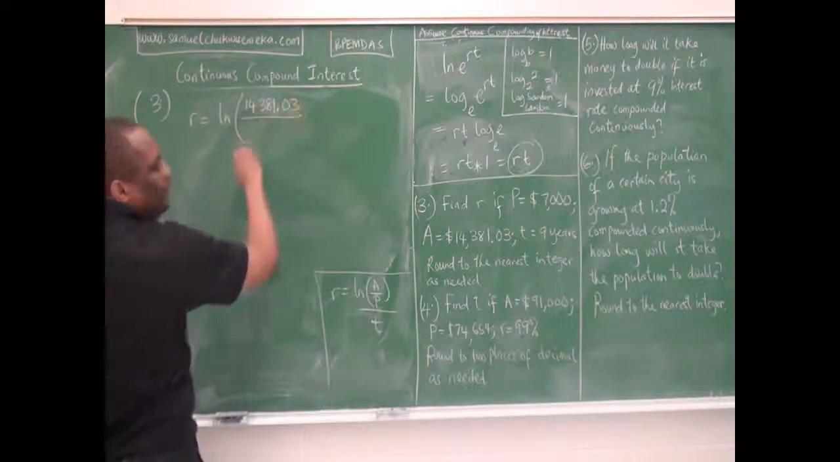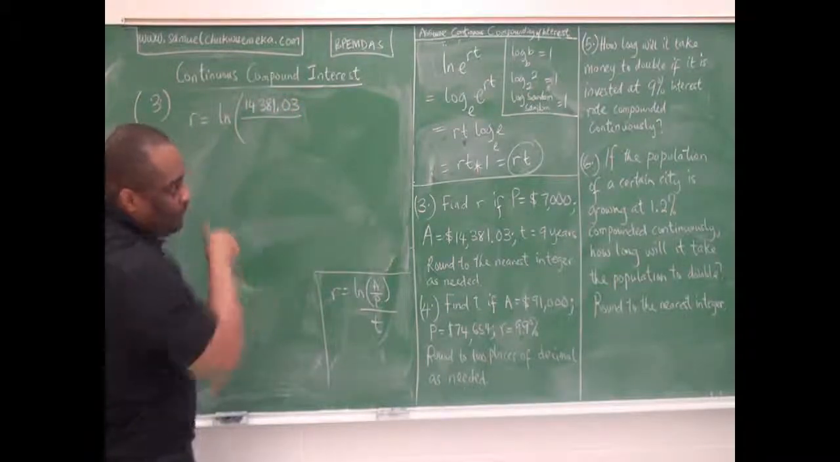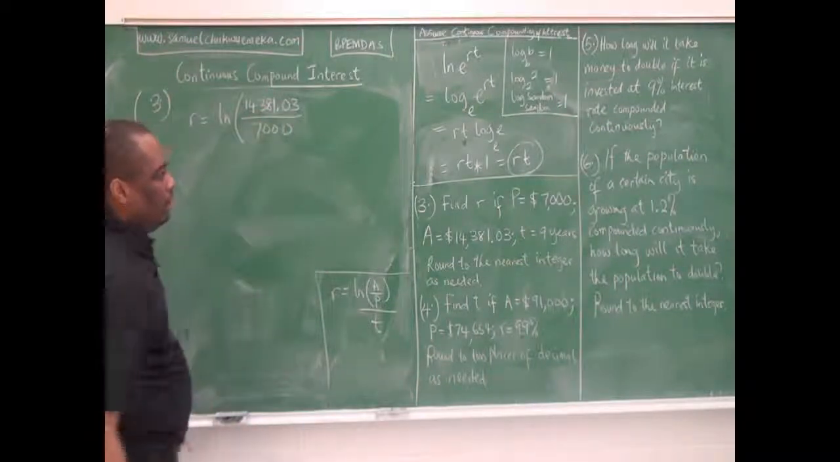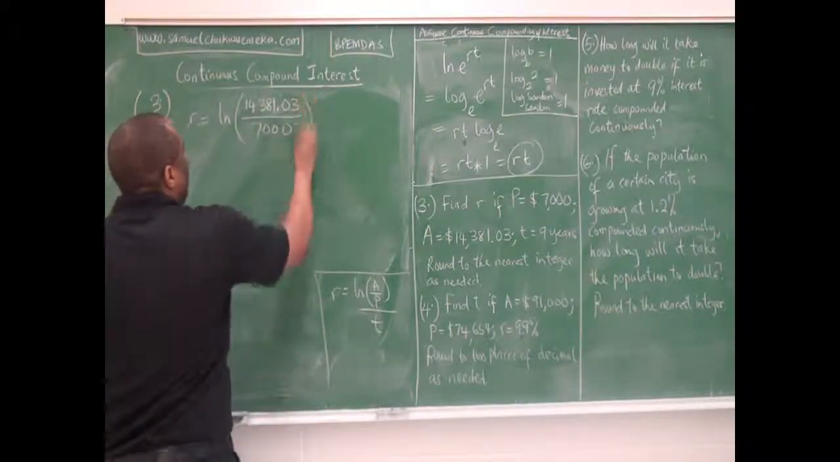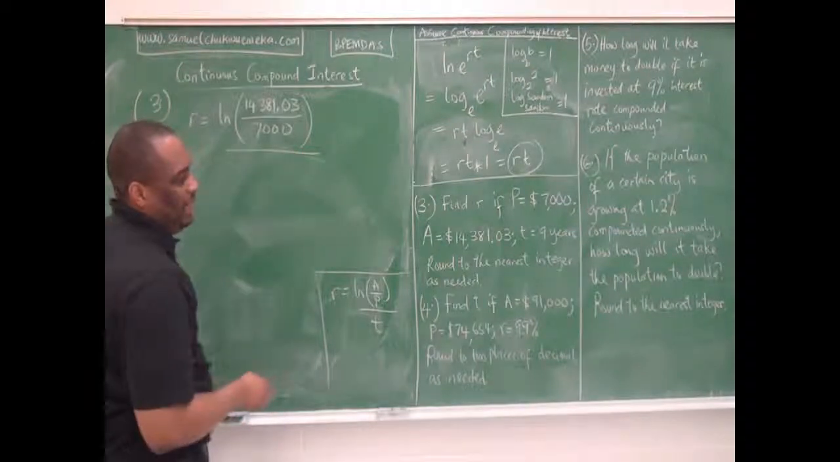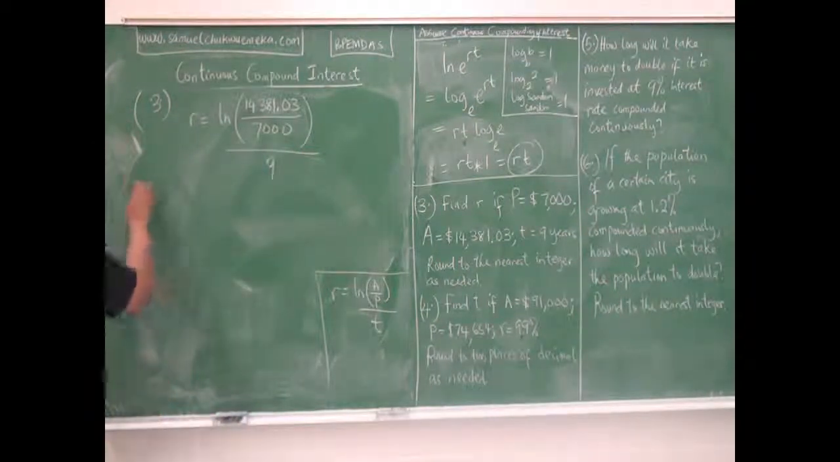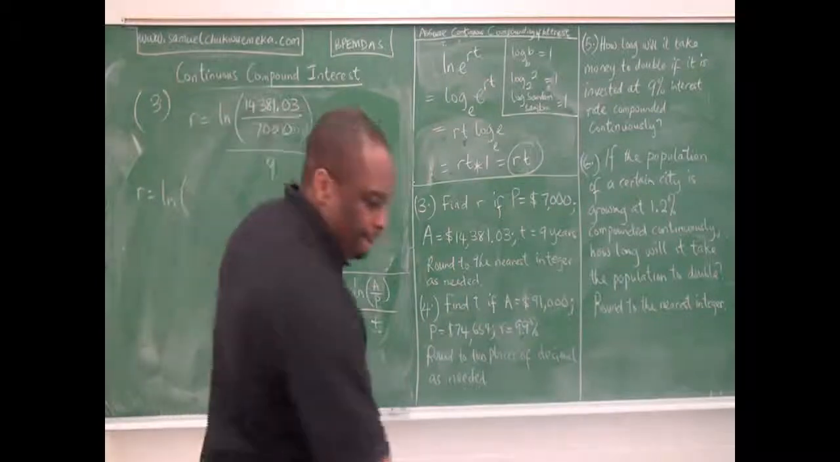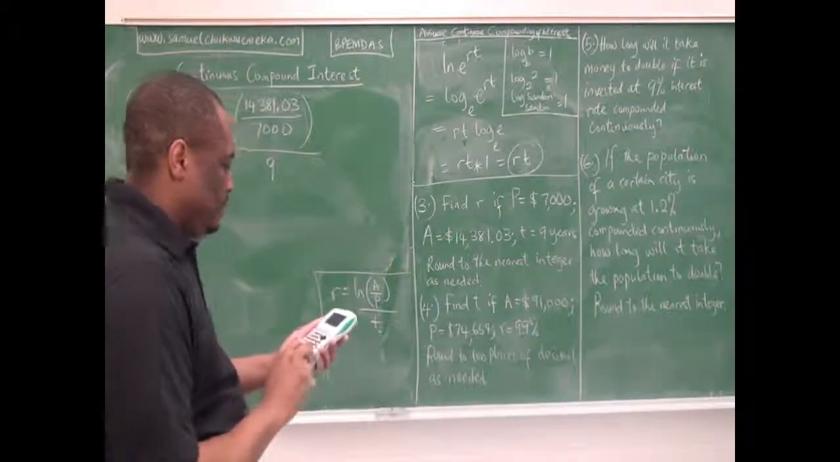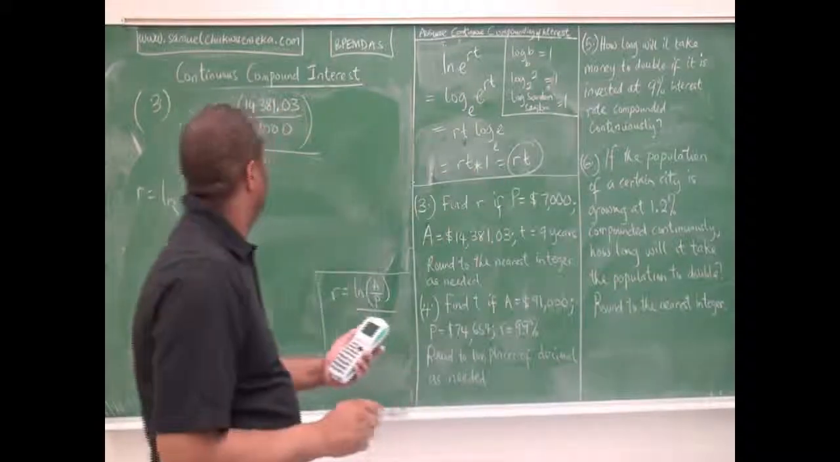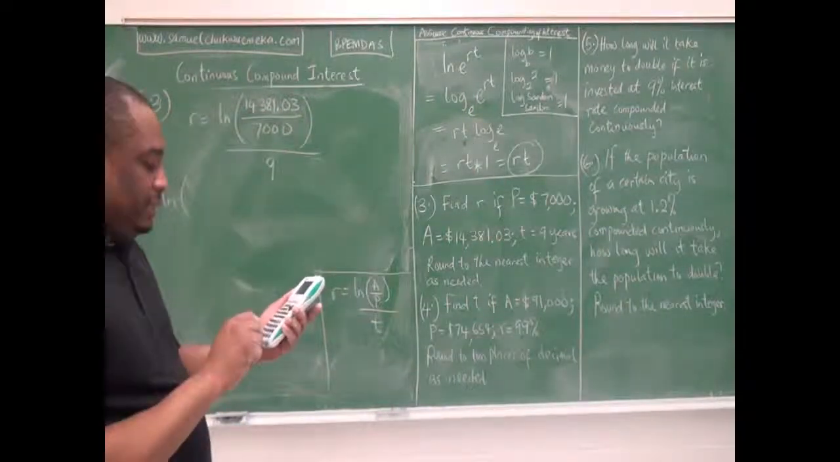14,381.03 divided by P, which is 7,000, all over T, which is 9 years. So let's find the R. This will be ln, if you're doing it step by step, but I'll show you how to do it right away.